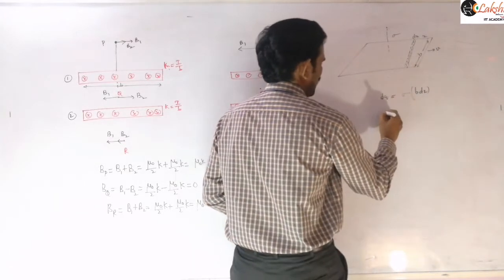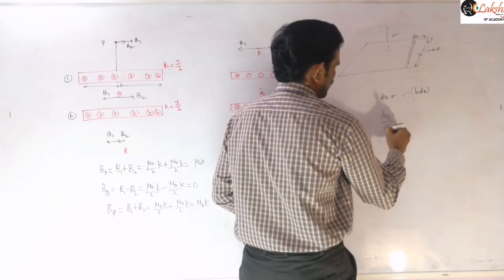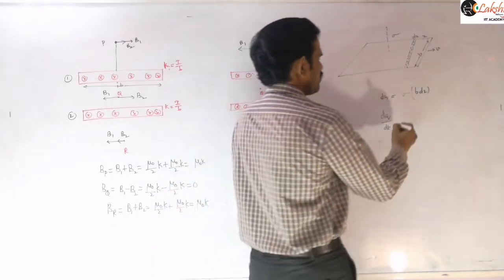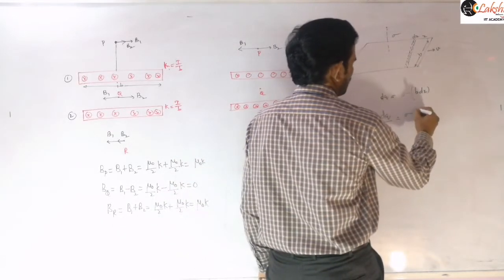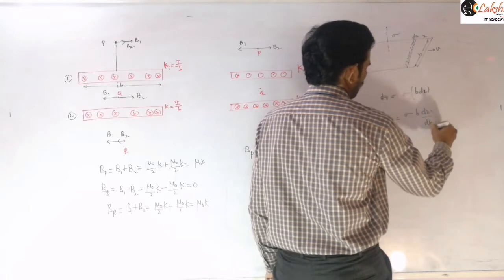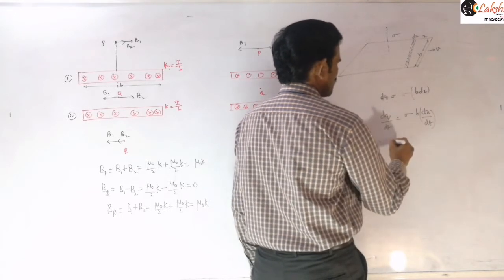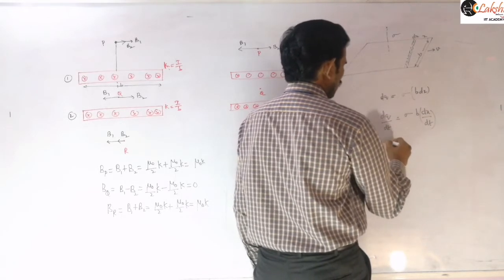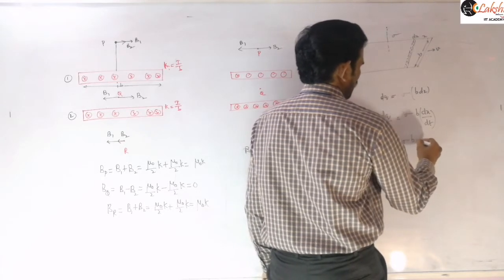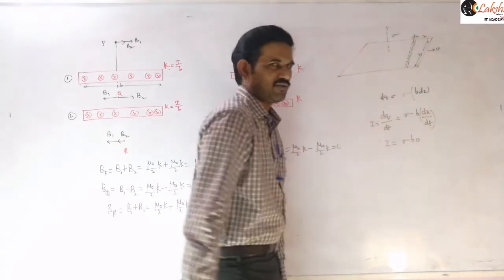Now dq by dt I am writing here, the current. How much current is flowing due to the movement of that element? So I can write this as sigma into b into dx by dt. The dx by dt is nothing but our velocity. Therefore this I value we can write as sigma into b into v. So that is our I value.